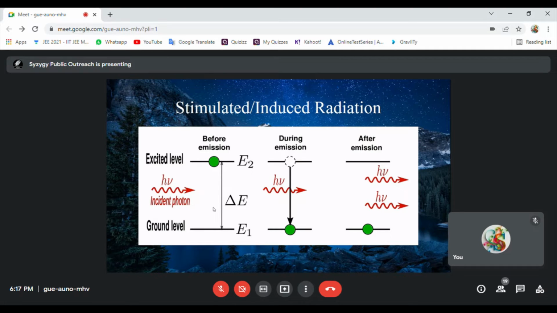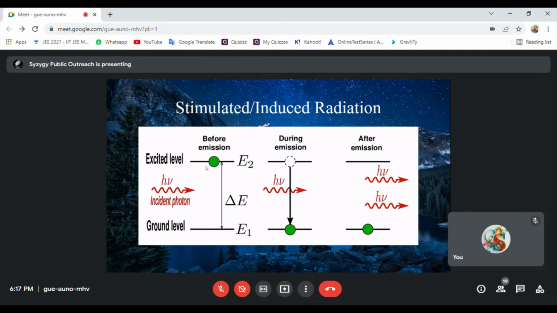Instead, even though we are firing energy to it. So this phenomenon is called stimulated or induced radiation. So what the photon is causing here is that this photon is actually supplying the energy, or it is basically irritating that electron and causing it to emit another photon of the same frequency.